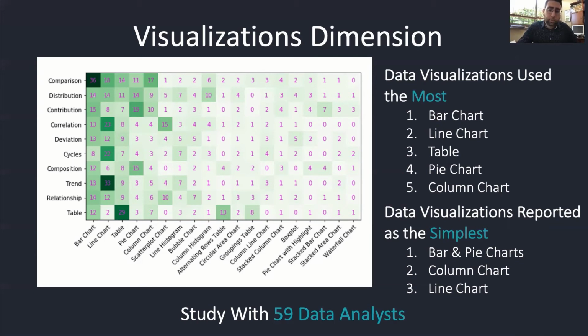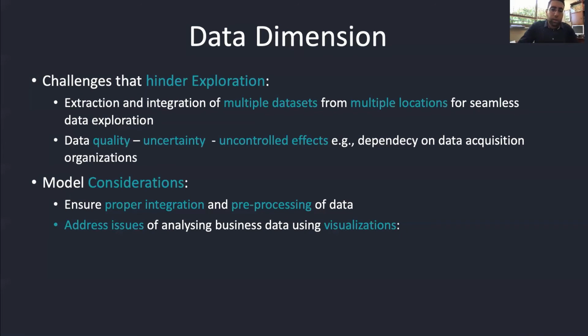Similarly, in the same study, we captured data from the users where we asked them to rate the complexity of each visualization using a Likert scale. Important findings here are that, as we can see, the simple charts reported by the users are also the charts that are being utilized the most. Next, we have the data dimension.